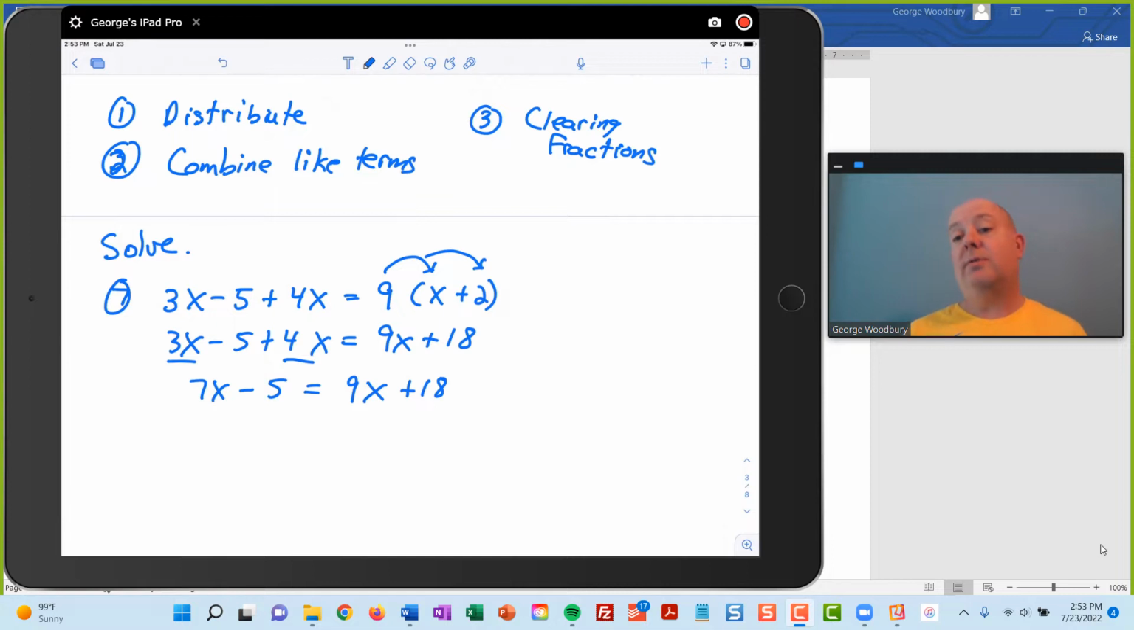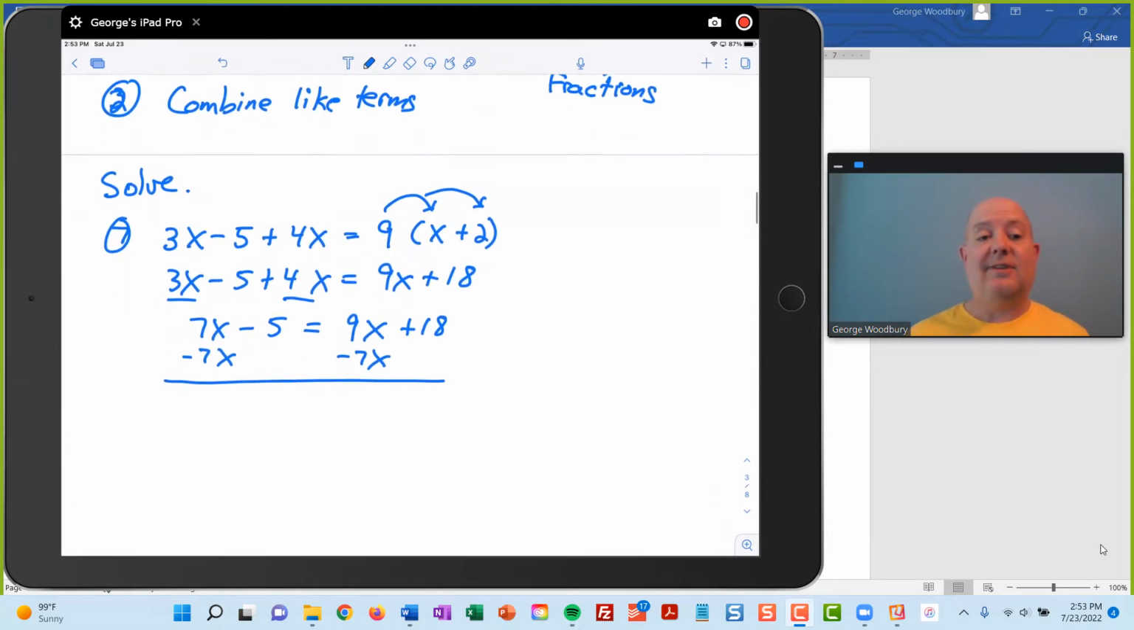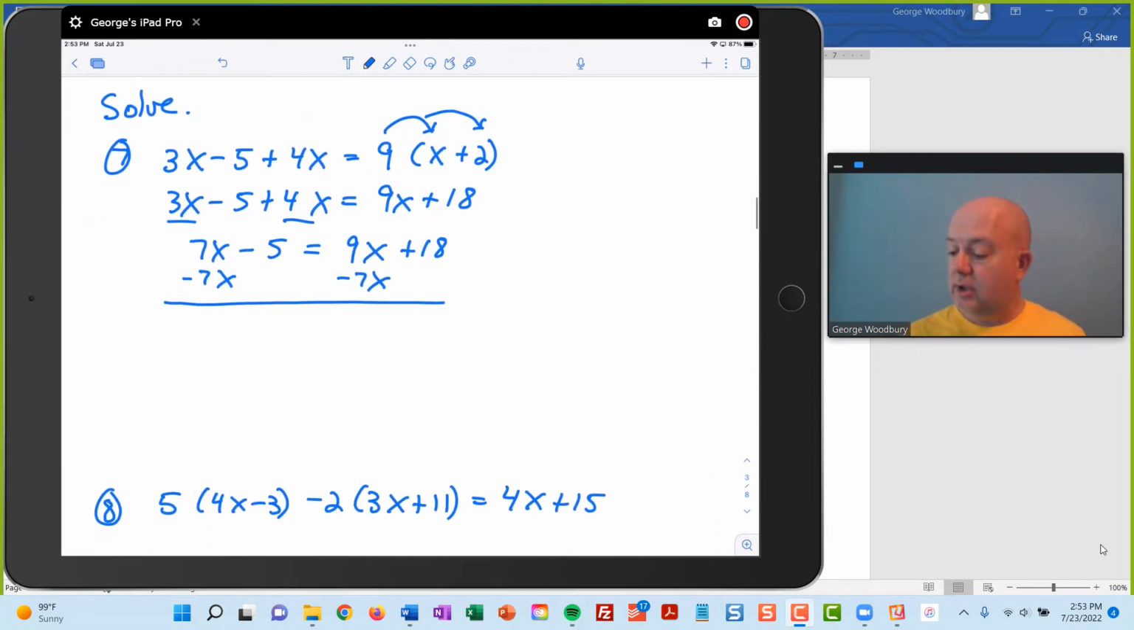And this looks like one that we've seen in our past. We have variables on both sides, so let's collect them together on the right-hand side. And that can be done by subtracting 7x from both sides. 7x minus 7x is 0. So that leaves me with just negative 5 on the left-hand side. On the right-hand side, 9x minus 7x is 2x. That leaves me with 2x plus 18.